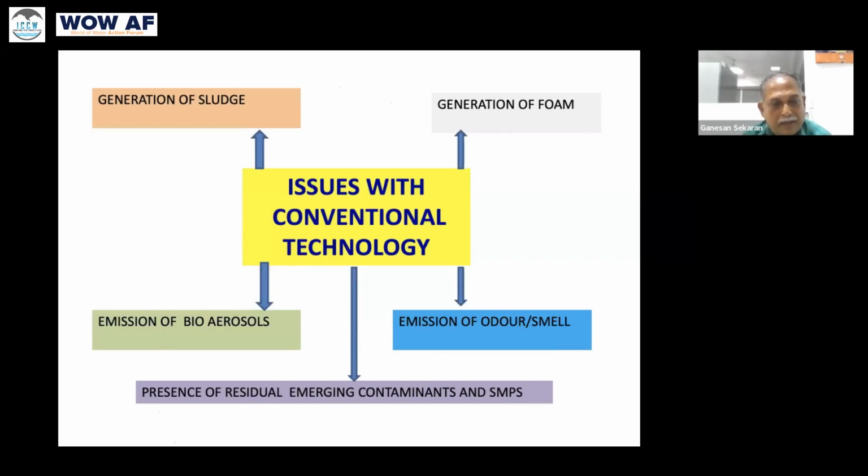This is also an important thing to be addressed, because when you are trying to use that water for reuse purposes, we have to avoid the generation of sludge, and also avoid the emission of bioaerosols, because these bioaerosols condense on soil structures, get washed out during the rainy season and go back into the soil or groundwater sources. And there are residual emerging contaminants in the treated sewage and soluble microbial products, so does any conventional technology address these or not?